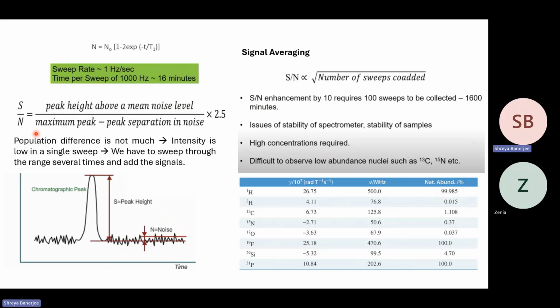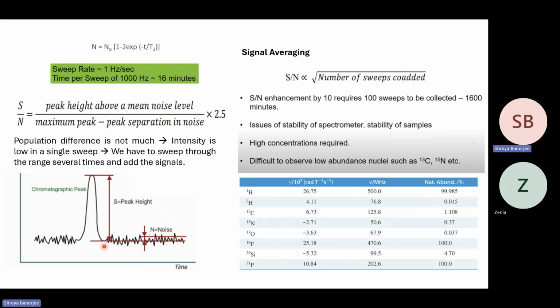Now, another formula is the signal to noise ratio. Suppose this is the main signal, and on the baseline, whatever discrepancy is there, that is called the noise. So signal to noise ratio is defined by the peak height above the mean noise level. So we have taken this line, this is the mean noise level, and the peak height above it is the S, divided by the maximum peak minus peak separation in noise. So this is what has been taken as the noise, that is the maximum noise minus the peak separation, divided by 2.5.